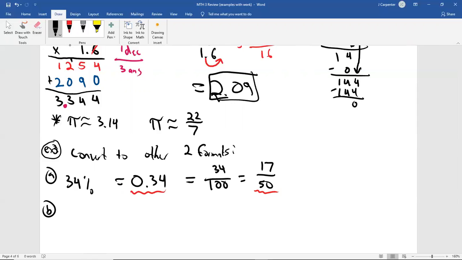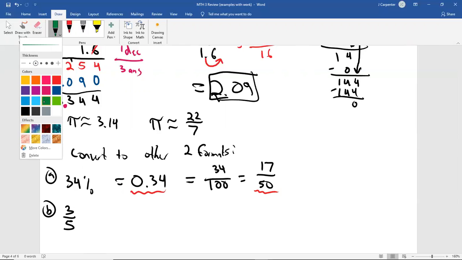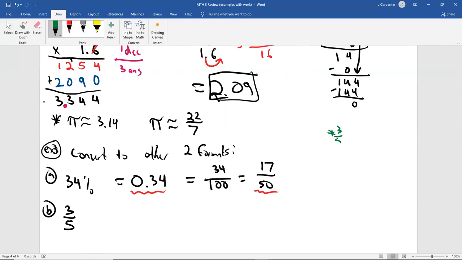Let's go with, I don't know, 3/5. Let's convert this to the other two formats. So I'd say the easiest thing to convert this to next would be the decimal. And if you do that work, let me just kind of squeeze that up here. You put the 5 on the left, the 3 on the right. You're probably going to need a decimal because 5 does not go into 3.